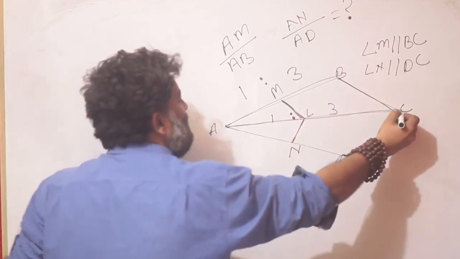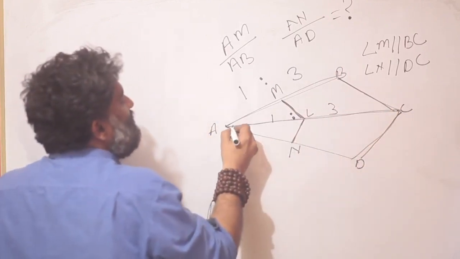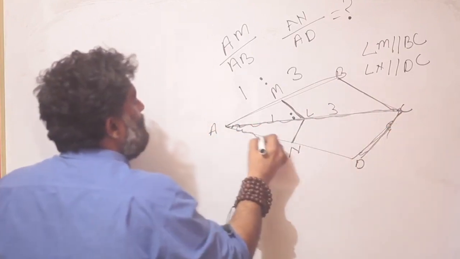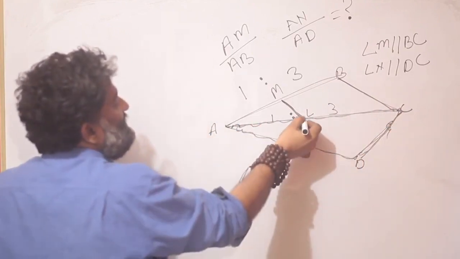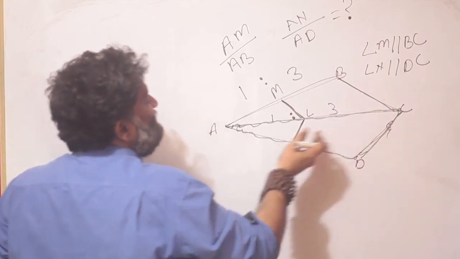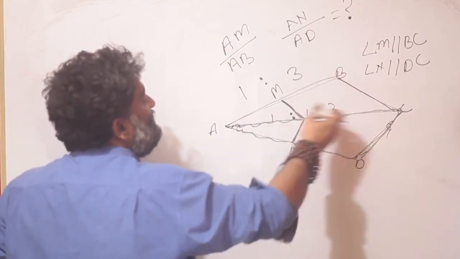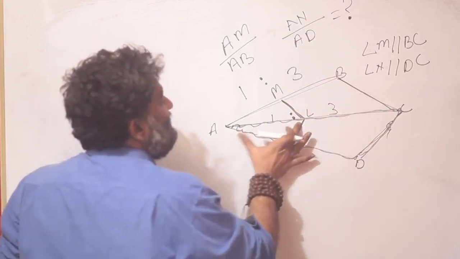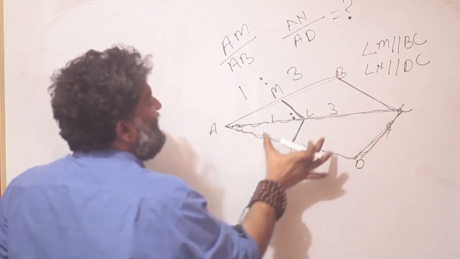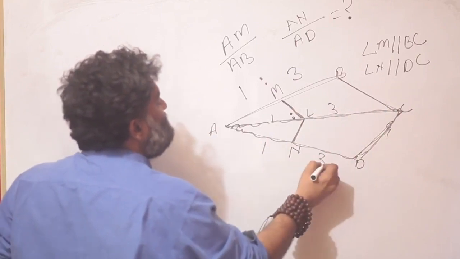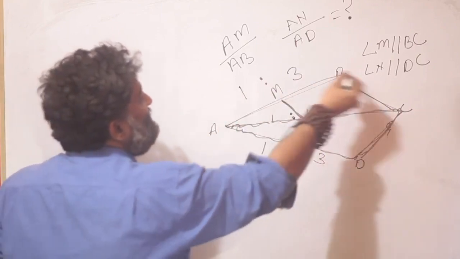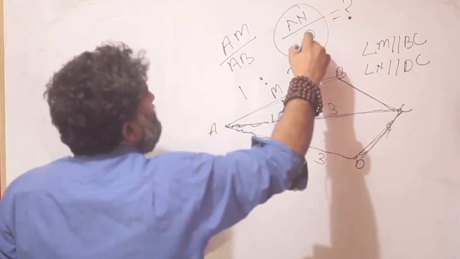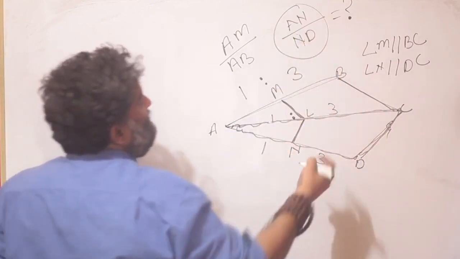This line is parallel to this line. That means now if I think of the triangle ACD, this line is parallel to one side. That means it will divide the two other sides in the same ratio. And I know AL is to LC is 1 is to 3. That means this is also going to be 1 is to 3. So my question was, if this information is given to me, what is the ratio of AN is to ND? Your answer would be 1 is to 3.